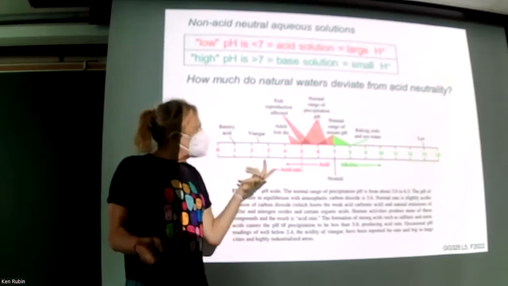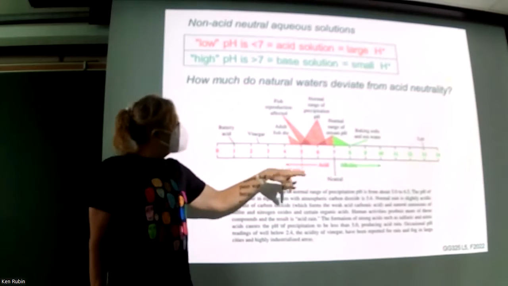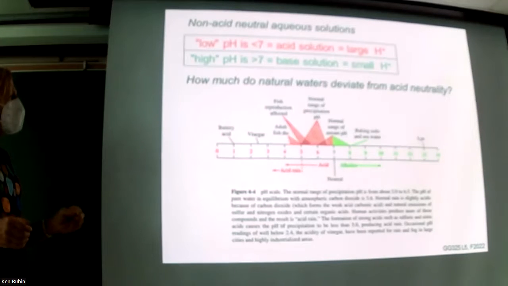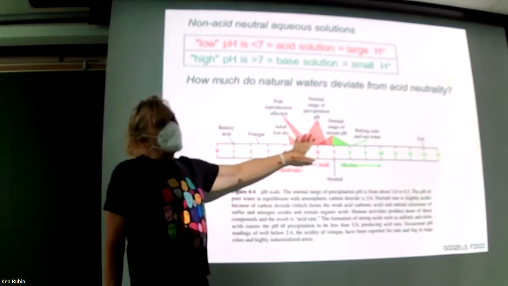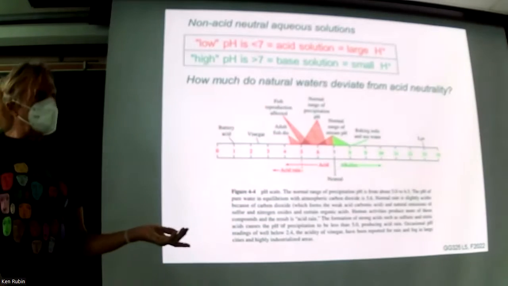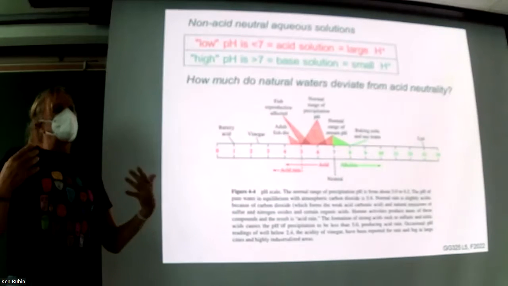Acid rain, which is something you may or may not have heard about, has a pH less than 5 on this chart. It's actually 4.8. It has a pH that is lower than can be made by dissolving carbon dioxide in water. It needs some other kind of acid, a stronger acid. Those acids tend to be sulfuric acid and nitric acid, which come from human activities.